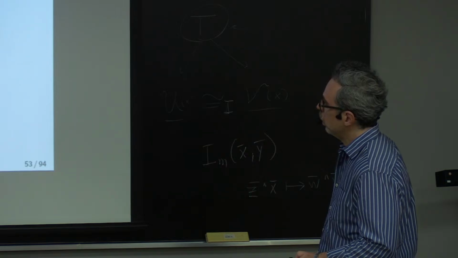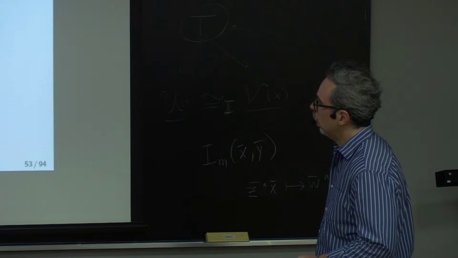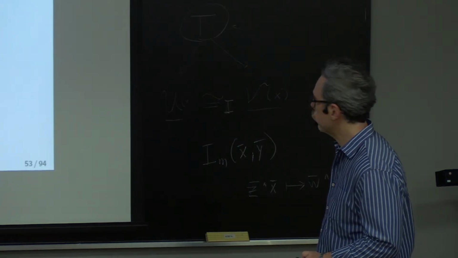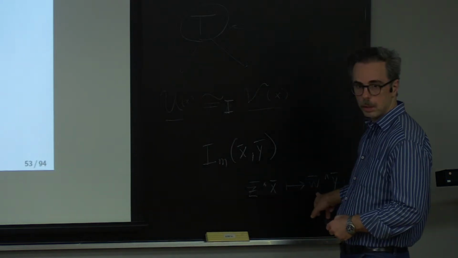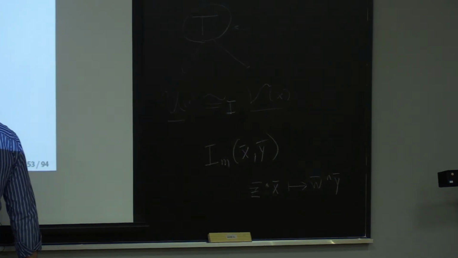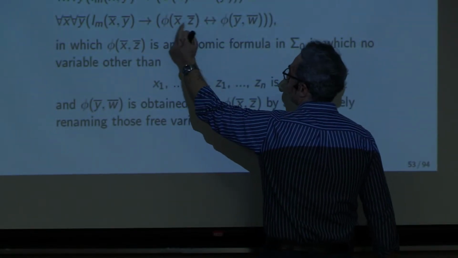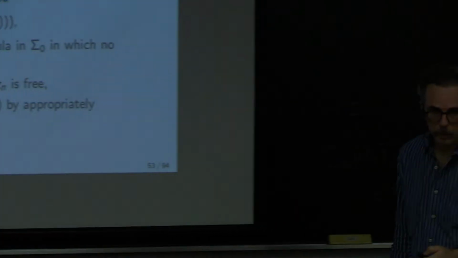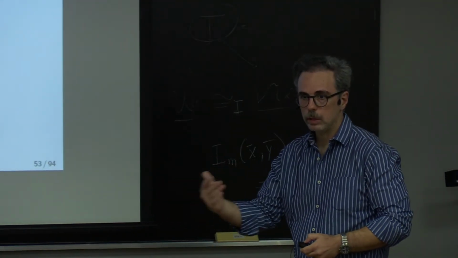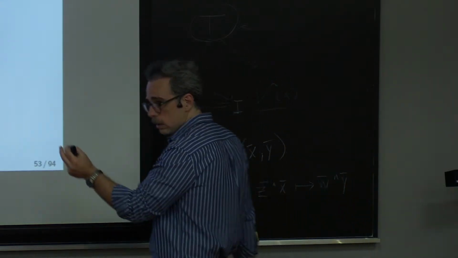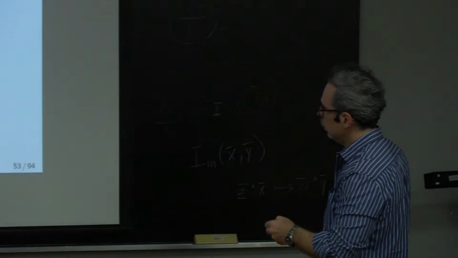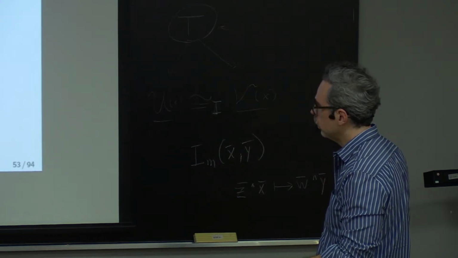Moreover, all atomic formulas are preserved, saying that it is a partial isomorphism between z bar x bar and w bar y bar. So if we replace x bar by y bar and z bar by w bar, the atomic formula phi is preserved, right? So this replacement is a partial isomorphism, the definition of a partial isomorphism. The domain of the replacement is just that: x bar, z bar. This is the domain.